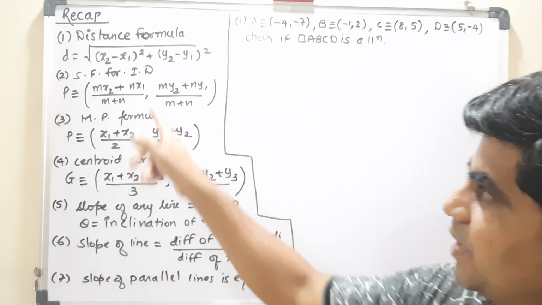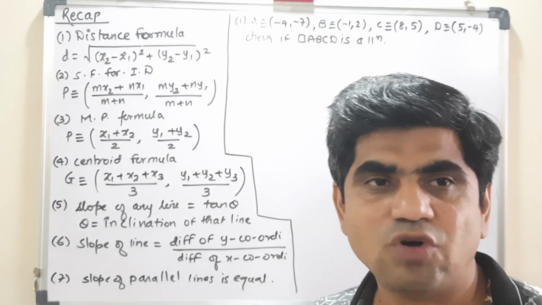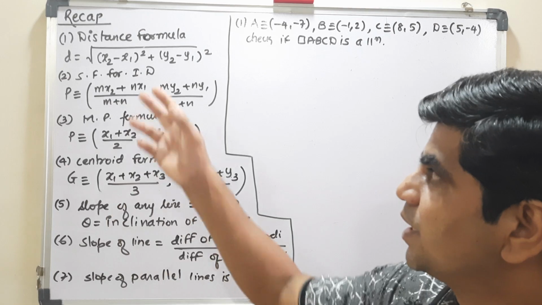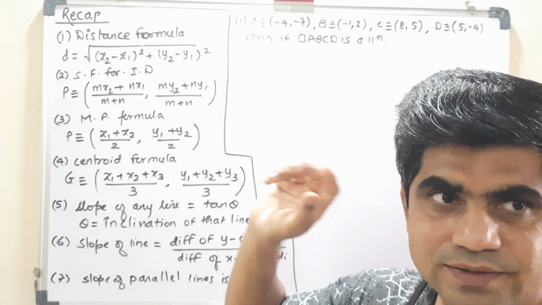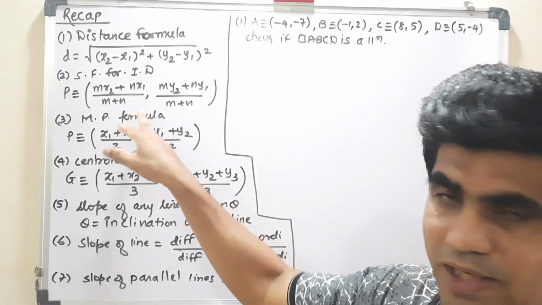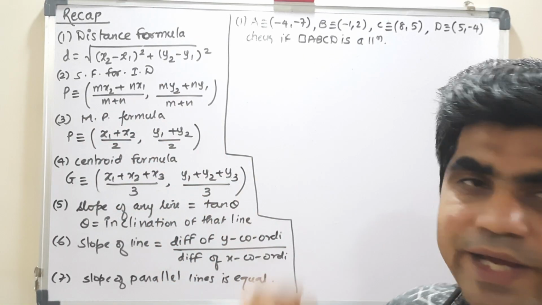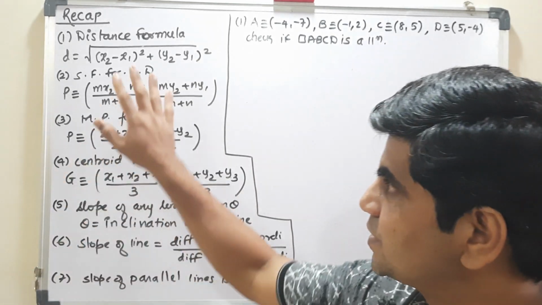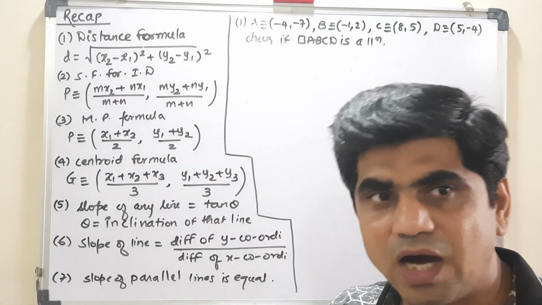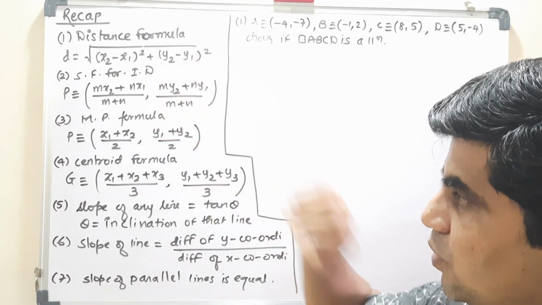Then we had the section formula for internal division. I also showed you the section formula for external division, and how to apply it. That is, the x coordinate of the division point is (mx2 plus nx1) upon (m plus n), and the y coordinate is (my2 plus ny1) upon (m plus n). I told you that remembering this is not so important; how we apply it is very important, so I showed you that technique also.